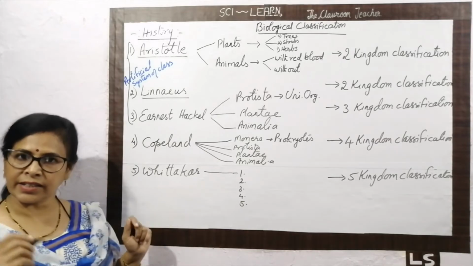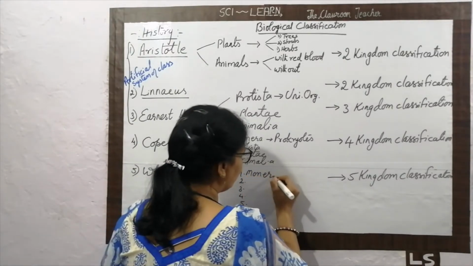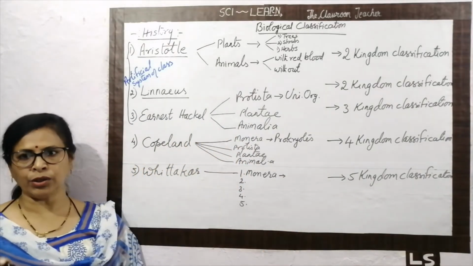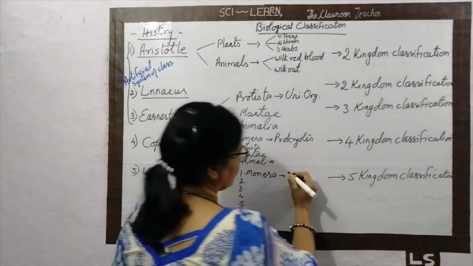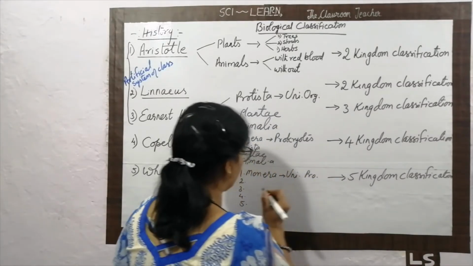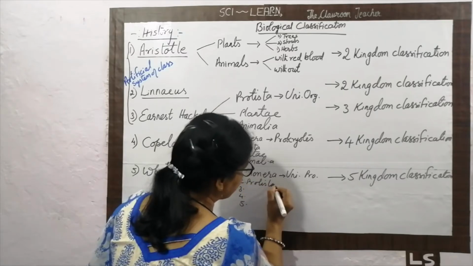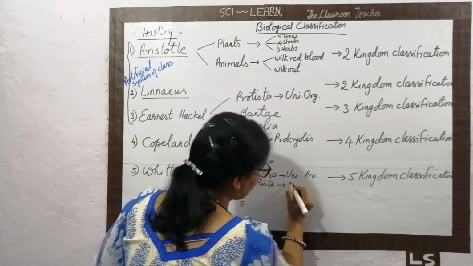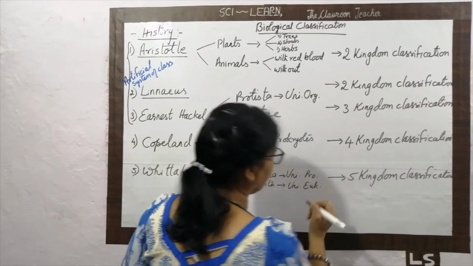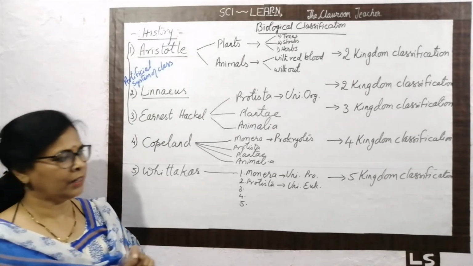First is the Monera. As we know, Monera includes all the prokaryotes, unicellular prokaryotes. Second is the Protista. What is in the Protista? Unicellular but eukaryotes. Unicellular eukaryotes are placed in the Protista.